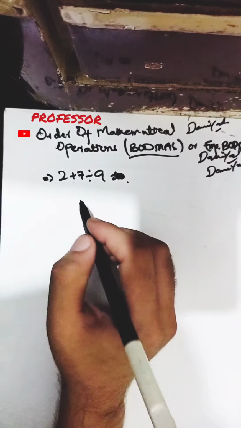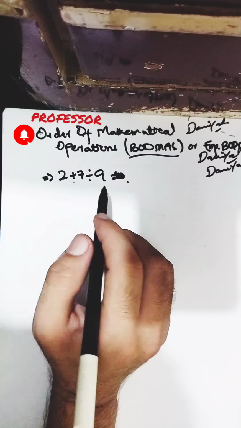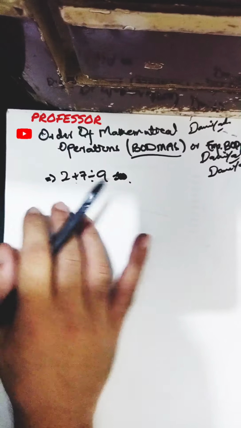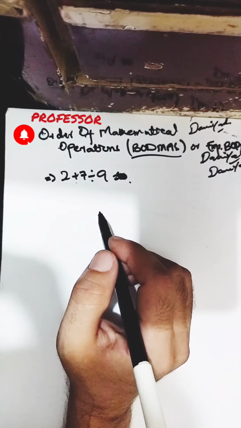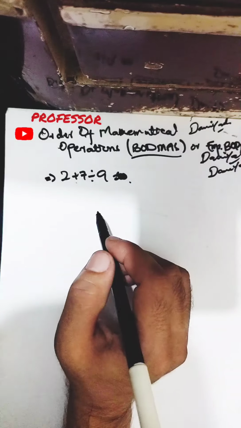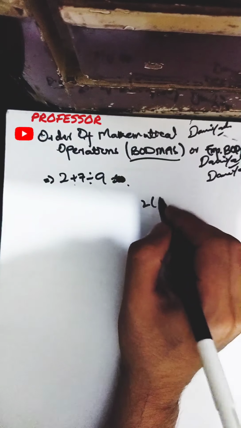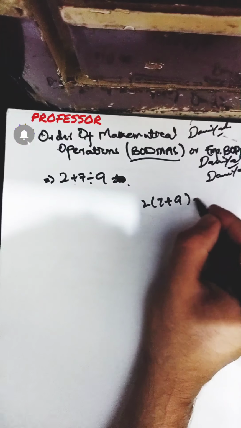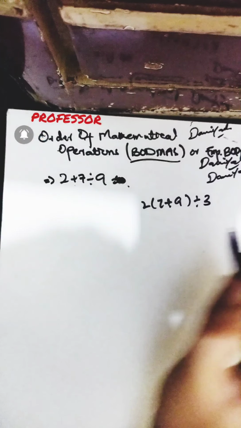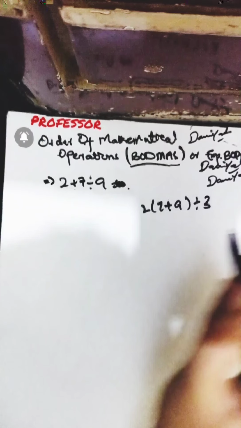Today we are going to study the order of mathematical operations, which is how to solve a simple mathematical statement that includes simple operations like plus, minus, multiplication and division, or sometimes a bracket. So I have two questions here. One is 2 plus 7 divided by 9, and the second is 2 into 7 plus 9 divided by 3. These are two different equations, and there is a method of solving them.